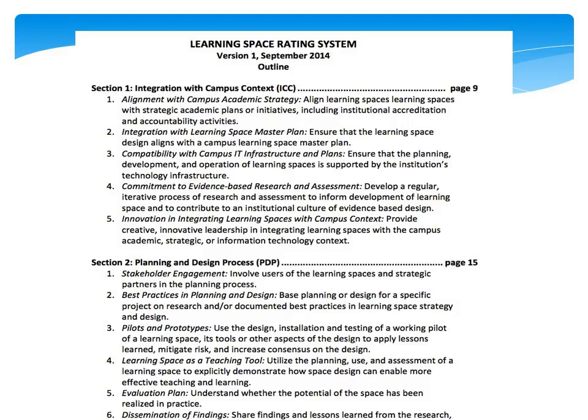And so I chose this, for example, section one is called Integration with Campus Context. And so it has items such as that you would rate your space on alignment with campus academic strategy. The score sheet and the rubric would give you advice on very specific things that you would use to answer where your room, or your learning space, falls on the spectrum. For example, another one is compatibility with campus IT infrastructure and plans. The second, section two, is planning and design process. There are, I don't know, let's say five or six sections with lots and lots of detail.